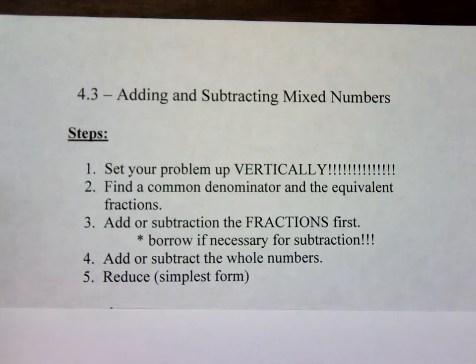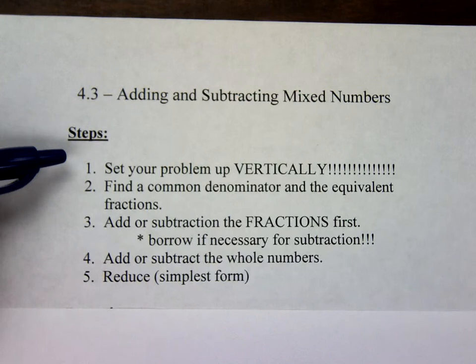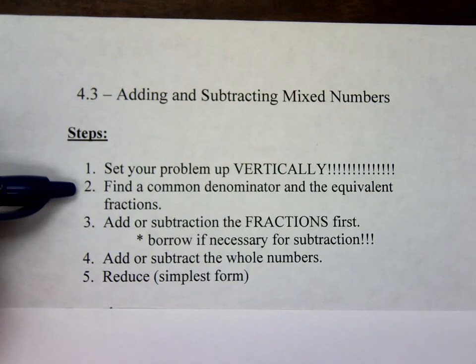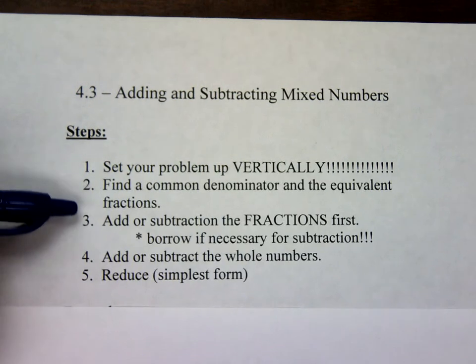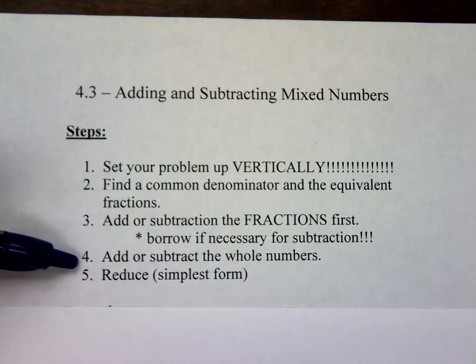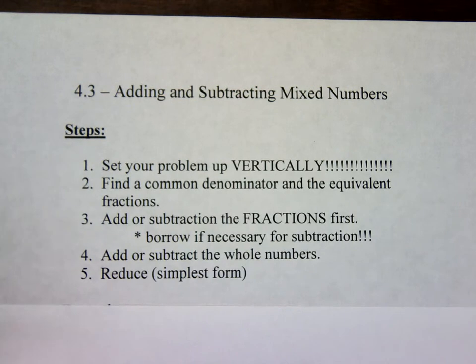Okay, so we're going to do the second part of lesson 4.3, and today we're going to do subtracting of mixed numbers. Same steps as yesterday. Step 1 is to set up your problem vertically. Step 2, find the common denominator and the equivalent fraction. Step 3, subtract the fractions, borrow if necessary for subtraction. Step 4, subtract the whole numbers. And step 5, reduce to the simplest form.